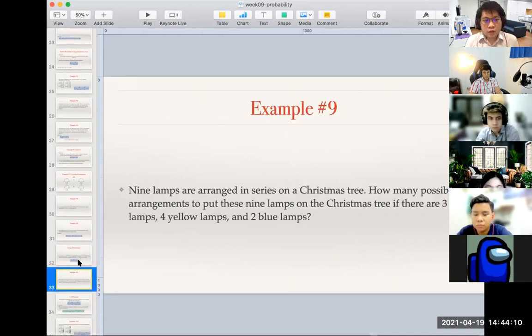Here, let's say I have 9 lamps arranged in a series circuit on a Christmas tree. How many possible arrangements are there to put these 9 lamps on the Christmas tree if there are 3 red lamps, 4 yellow lamps, and 2 blue lamps?